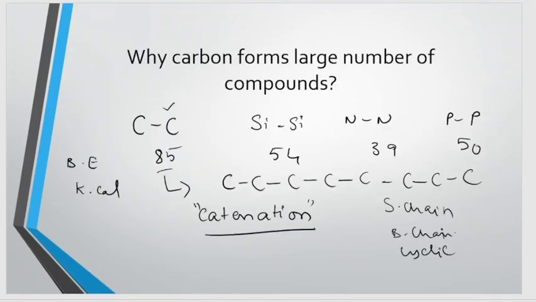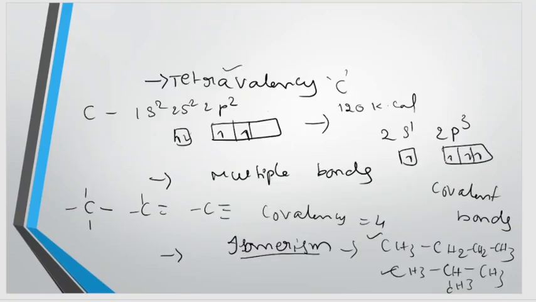As a separate topic we are going to discuss isomerism anyhow, but here the major factors responsible for the formation of a large number of compounds are, first, the bond energy. The bond energy of carbon is very high, and the next factors are catenation, tetravalency, multiple bonds, and isomerism. Okay, more about this we are going to discuss in the coming videos.